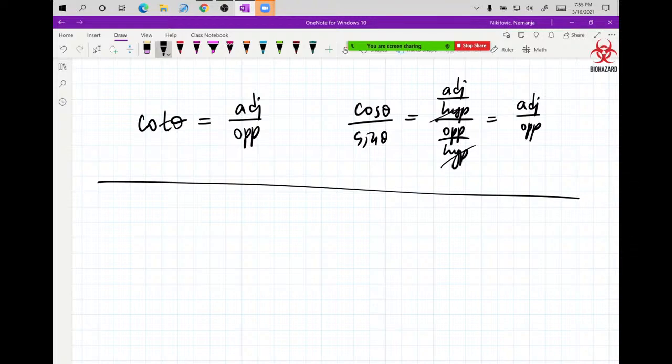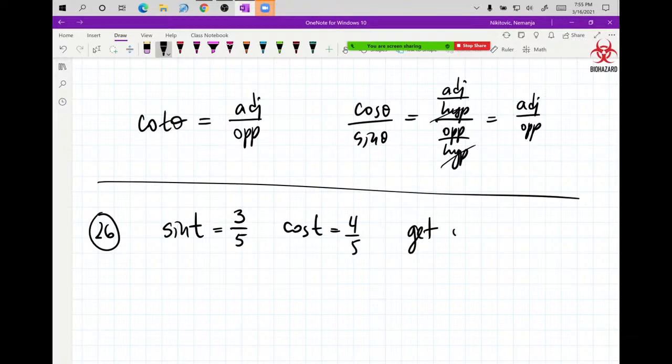Let's say problem 26 says sine of t is equal to 3 over 5, and the cosine of t is equal to 4 over 5. Get the other 4. Okay, that's not going to be a problem at all, because I know the formulas. I know that the flip of sine is cosecant t, and that's 5 over 3.